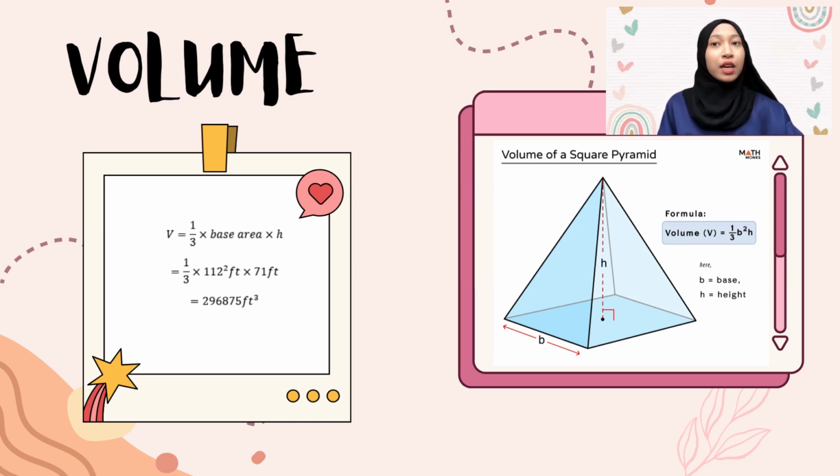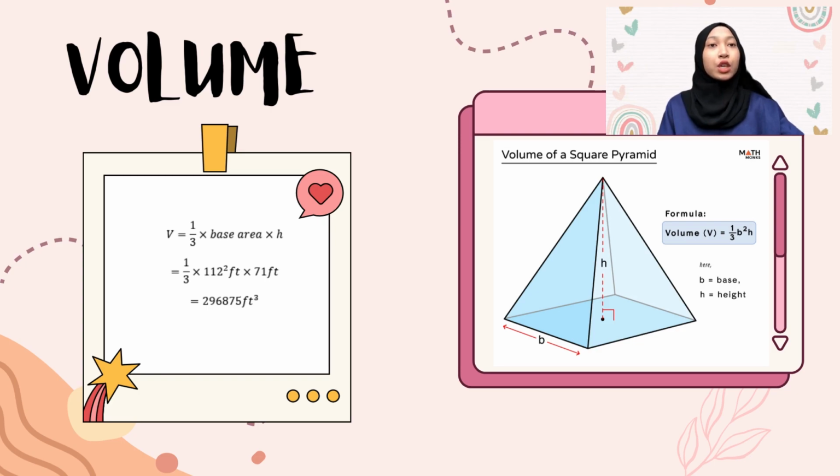As we already know, the Louvre Museum is in a pyramid shape, so we have to use the formula of a pyramid. What is the formula? It is 1/3 times base area times the height. So just substitute the information given into the formula, which is 1/3 times 112 times 112, which we can simplify as 112 squared, then times the height, which is 71 feet. Then just use your calculator to calculate the answer. The answer will be 296,875 feet cubed.